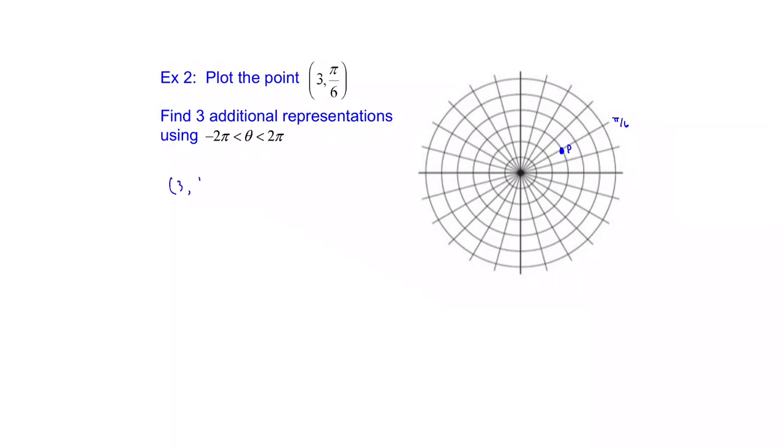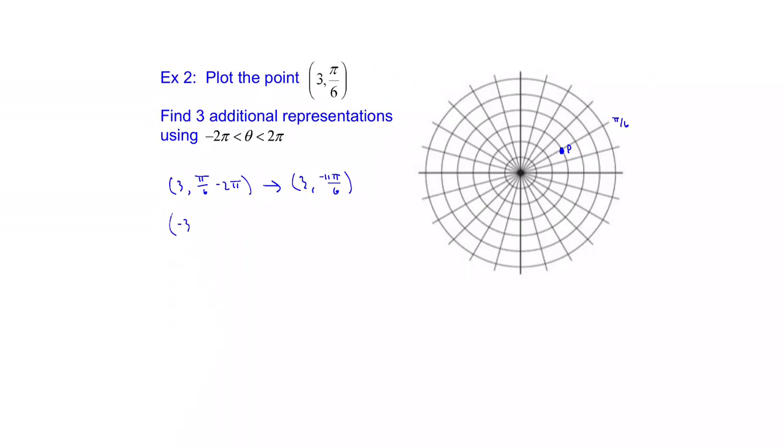We can take the angle pi over 6 and add or subtract 2 pi. But if you think about it, if I add 2 pi to this, that's going to put me over 2 pi. So we don't want to add 2 pi on this one. We would want to subtract 2 pi. So we will subtract 2 pi to get the new point 3 comma negative 11 pi over 6, which is still within that range.